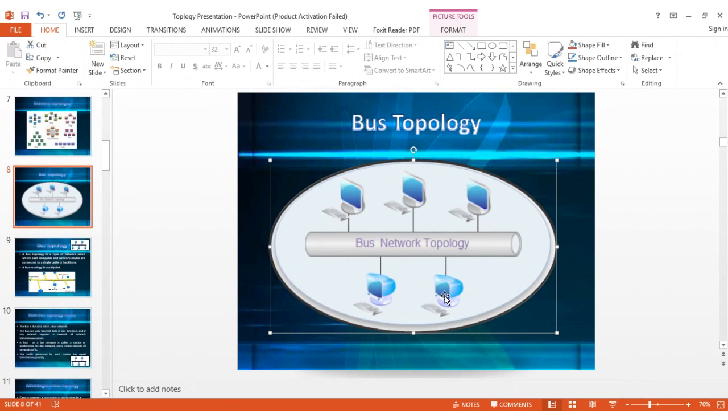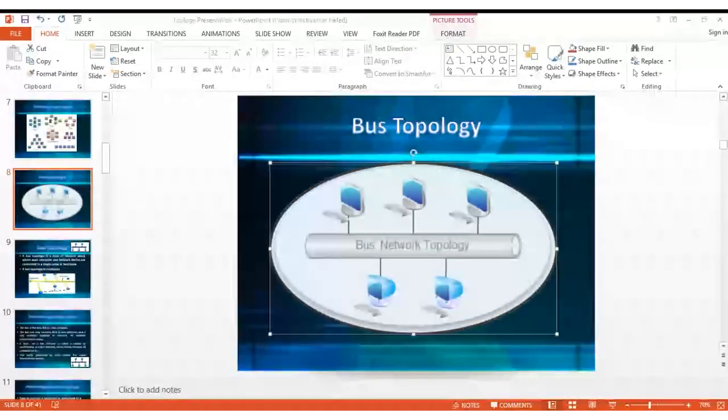Now you may ask a question: what can happen in case this linear transmission cable fails? In case this cable fails, the whole network fails. But in case this device fails, the network remains the same. It has no effect on that network. Any question on that diagram?